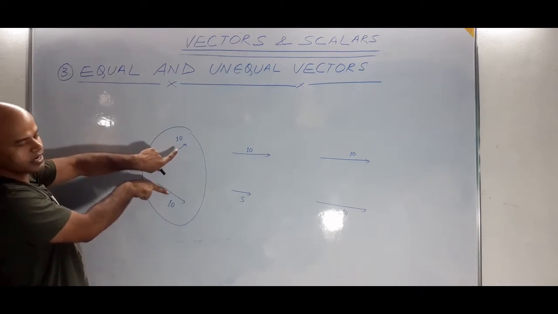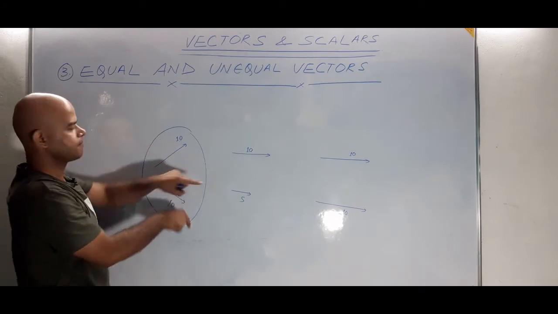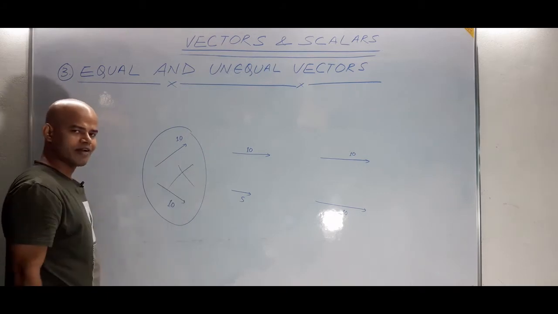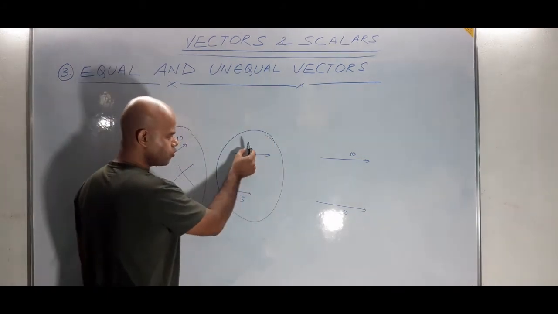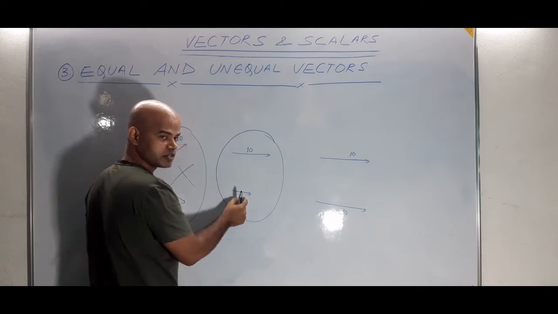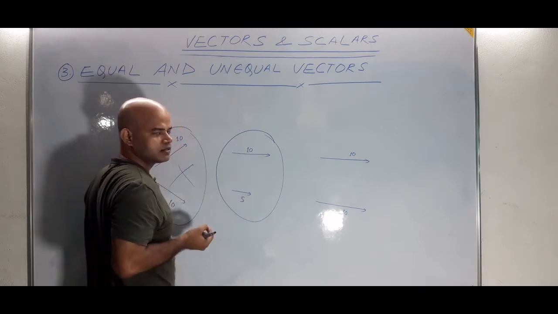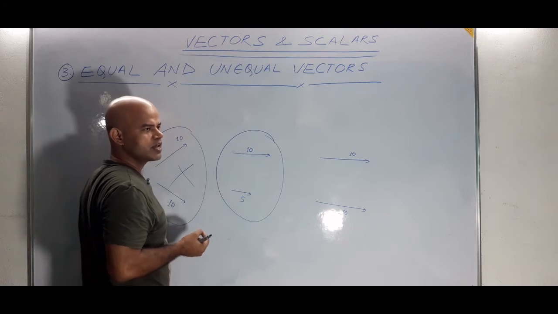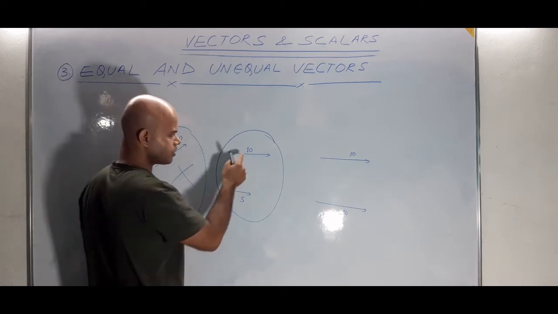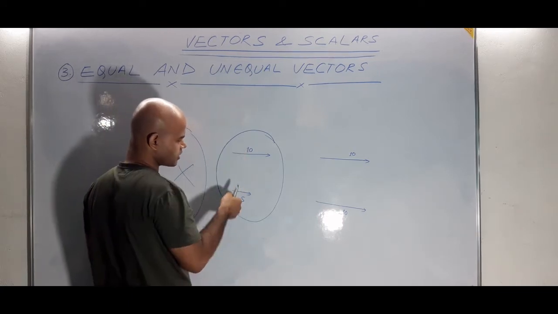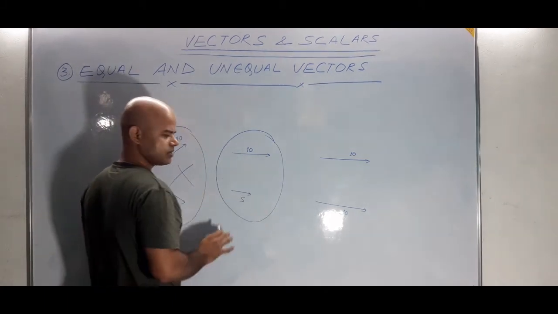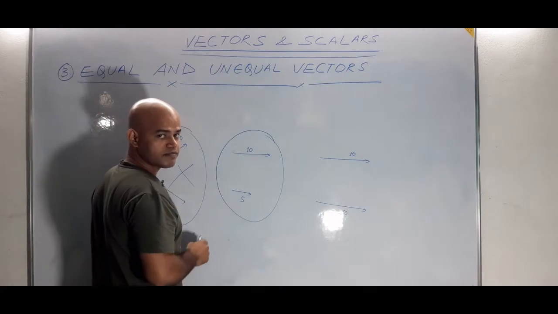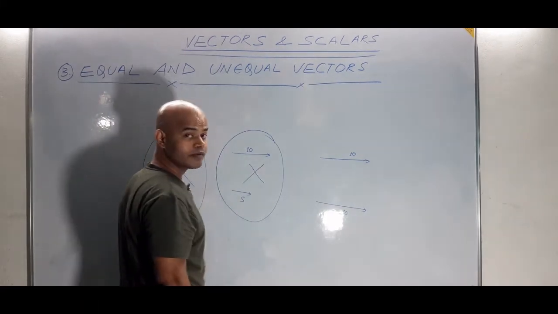They are not directed along the same line. So these are not equal vectors, they are unequal vectors. Here, the magnitude is 10 units and the magnitude is 5 units. The magnitude is different. One of the things, magnitude or direction, is different, that is, the magnitude is different, 10 units and 5 units. The direction is the same, but that doesn't matter. At least one thing is different, so they are not equal, they are unequal vectors.